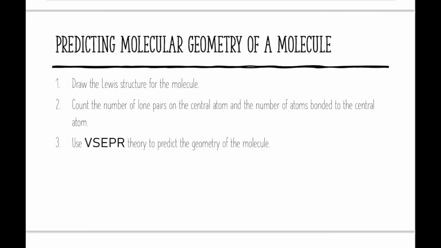Now you know there are 5 basic molecular geometries and how to predict the molecular geometry of a molecule. There are 3 steps to it. The first one is to draw the correct Lewis structure for the molecule, followed by counting the number of lone pairs on the central atom and the number of atoms bonded to the central atom. Number of atoms bonded to the central atom is also known as bonding pairs. And the last step is to use VSEPR theory to predict the geometry of the molecule based on the 5 basic classes of molecular geometry just now.